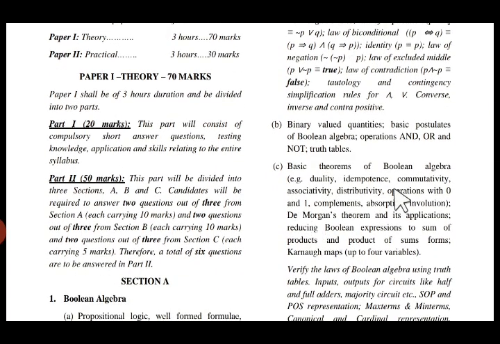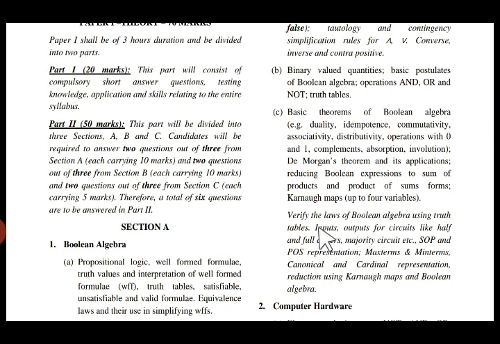Then there are the basic theorems of Boolean algebra. In this: duality, idempotence, commutativity, associativity, distributivity, operations with 0 and 1, complements, absorption, involution, De Morgan's theorem and its application, reducing Boolean expressions to sum of products and product of sums forms, Karnaugh maps up to 4 variables, verifying the laws of Boolean algebra using truth tables, inputs and outputs for circuits like half and full adders, majority circuits, etc., SOP and POS representation, maxterm, minterm, canonical and cardinal representation, and reduction using K-map and Boolean algebra. So that was there.